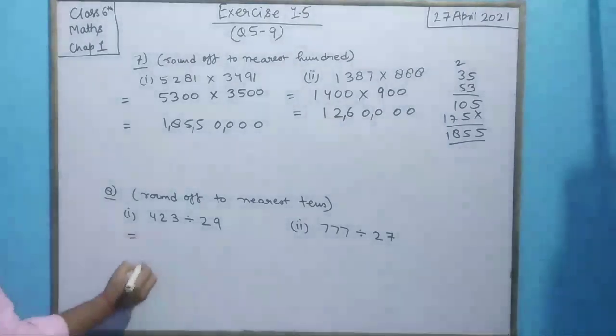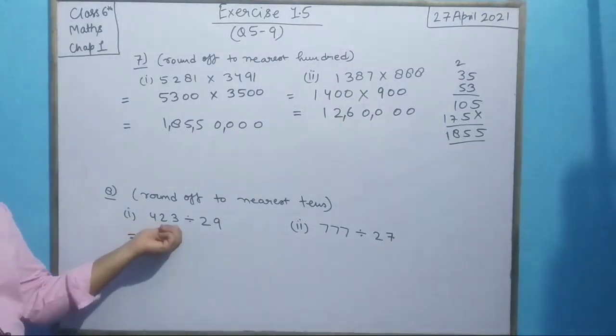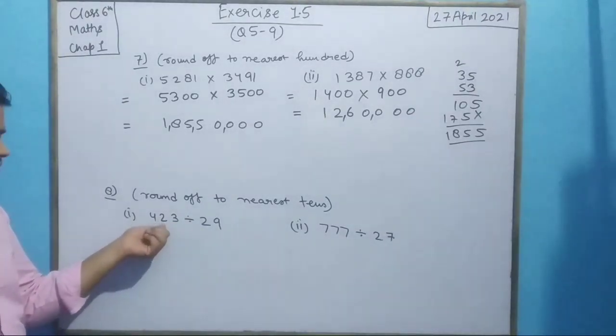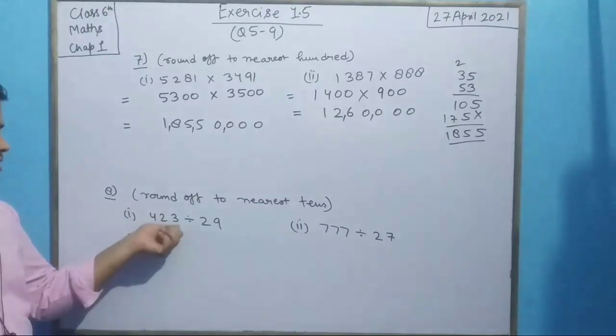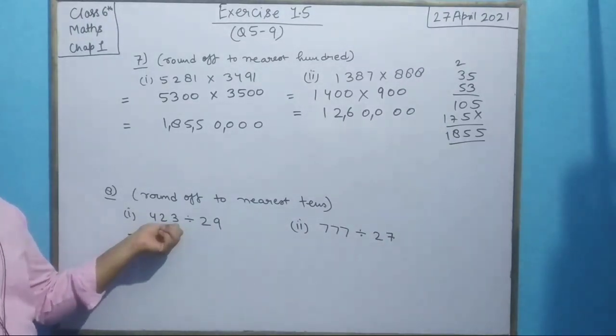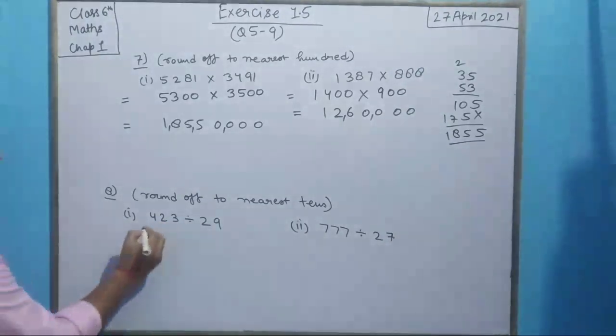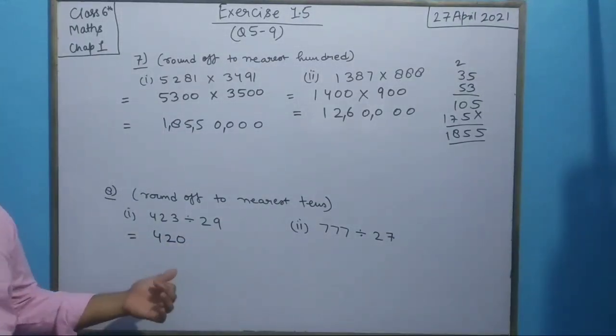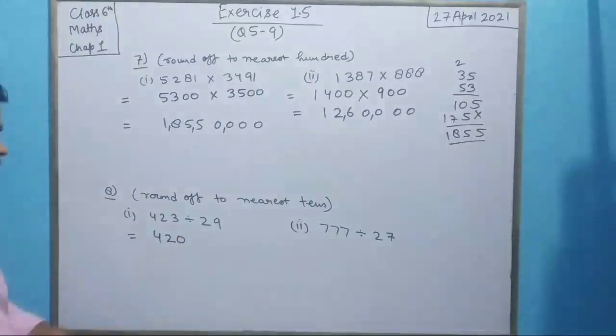Now let us see rounding off to the nearest tens place. Here it is 423. We have to round off to the tens place. This is the tens place. Let us see the ones digit. It is 3, less than 5. So the value of 2 will not be increased and the 3 will be replaced by 0.